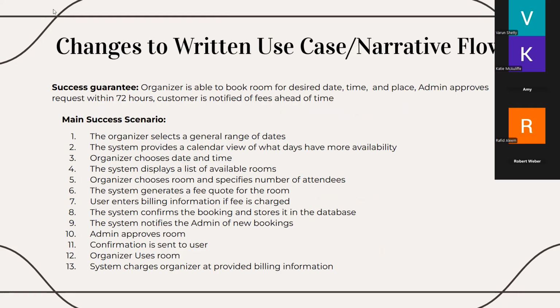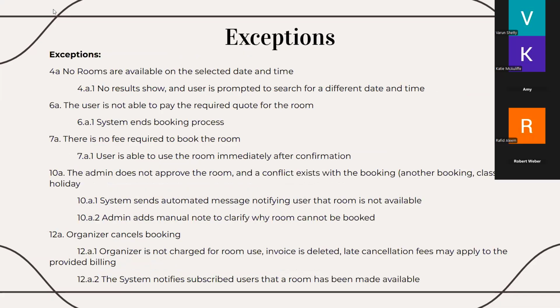In the beginning of the process, the user now looks through a calendar view that highlights days with more availability. They'll also see fees before they book and only pay after use. And finally, the admin is notified through their mobile device of new reservations, reducing the time that's spent in the system. There also are some new changes to the exceptions.